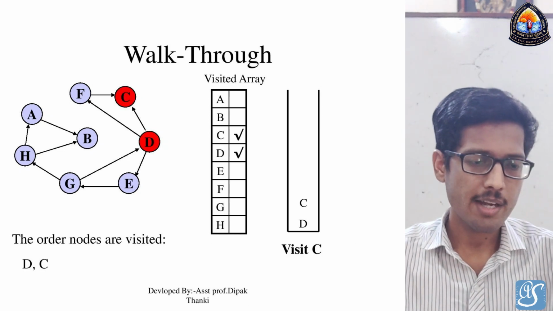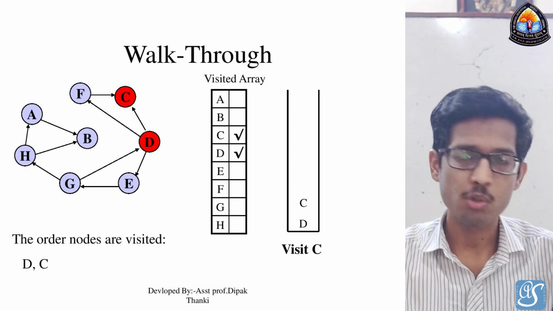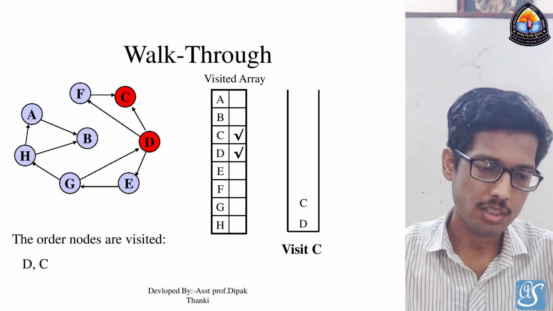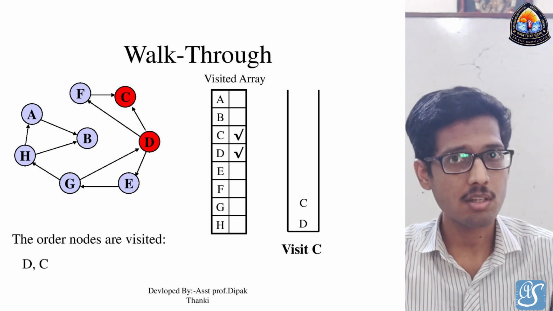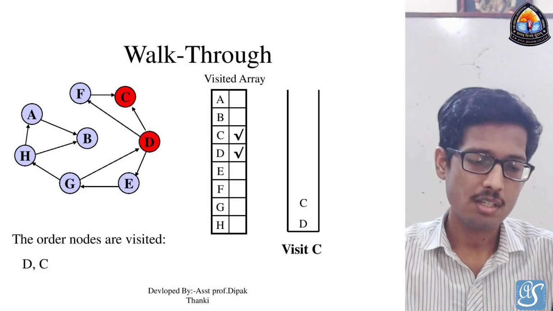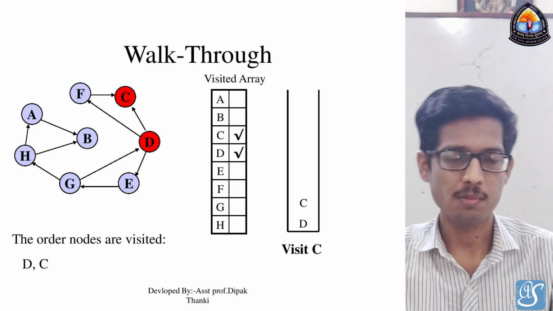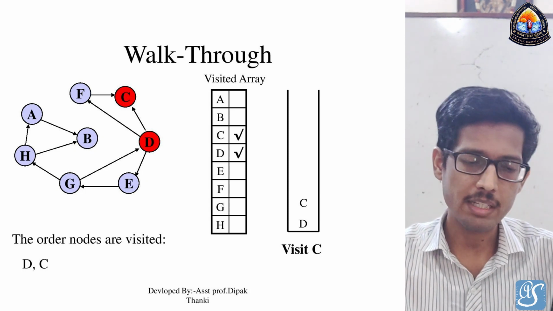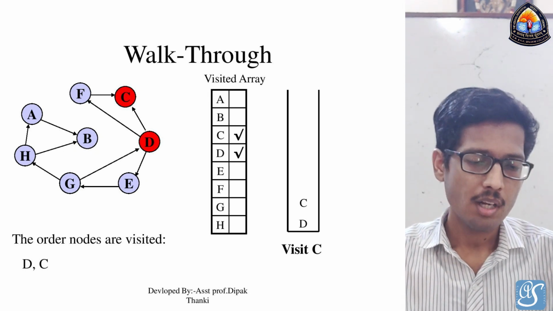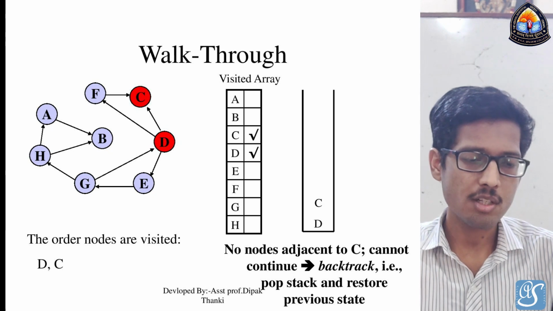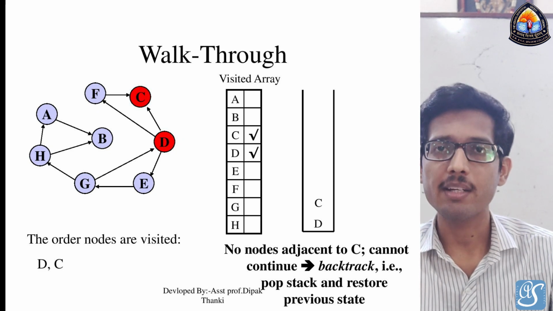Now in the next slide we have highlighted C, then in the visited array we have to tick mark at the C side, and at last visit C means we are inserting the element C in the stack. Now the order nodes are visited: D, C, means we started with D, and right now we have visited up to C. Now next, there are no nodes adjacent to C, we cannot continue, so that's why it's called backtracking.